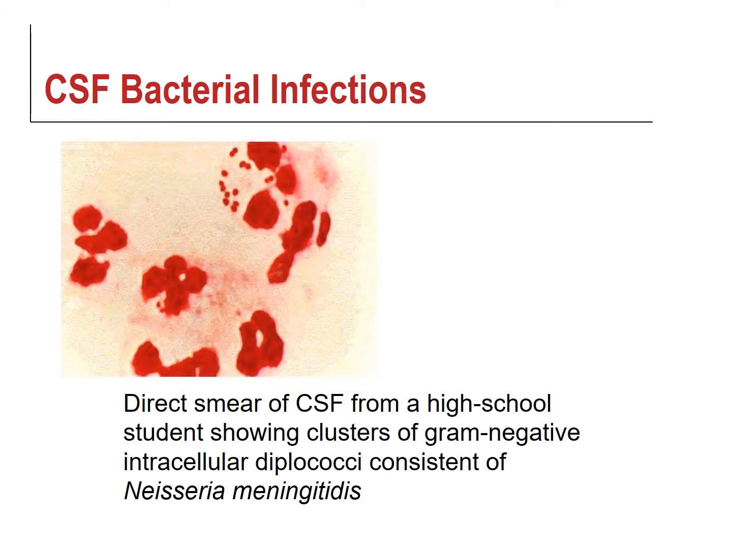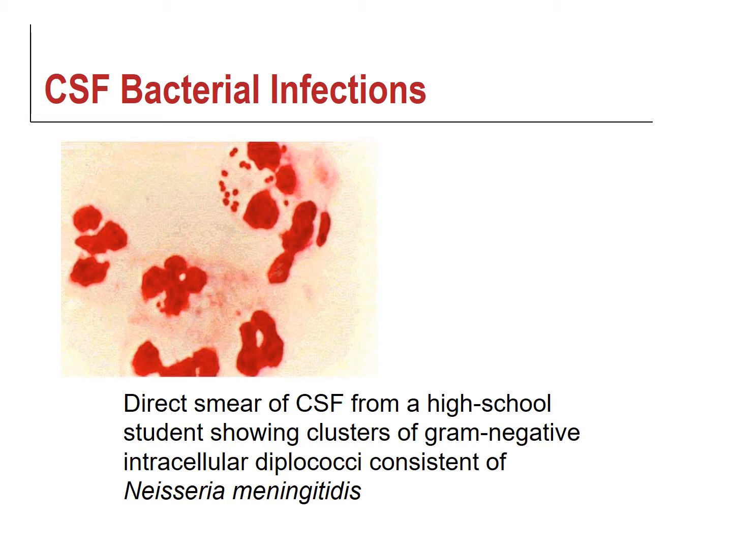So here is a direct smear of a CSF from a high school student showing clusters of gram-negative intracellular diplococci consistent with Neisseria meningitidis. As I mentioned before, Neisseria species include Neisseria meningitidis, Neisseria gonorrhoeae, and other Neisseria species. They are gram-negative diplococci. Now, if you look at the organisms real closely on this slide, unlike Streptococcus pneumoniae, where they're diplococci that look like a bow tie because they attach end to end, Neisseria species are facing each other. That's why they are called the kidney bean shape.